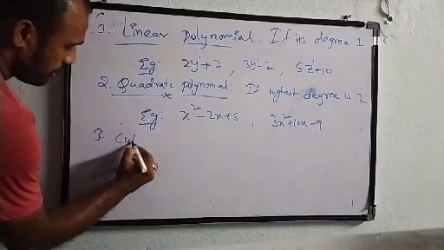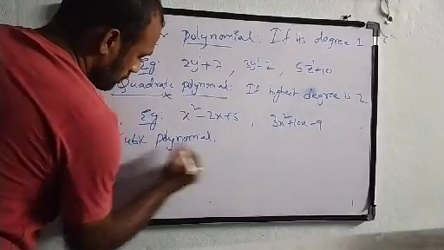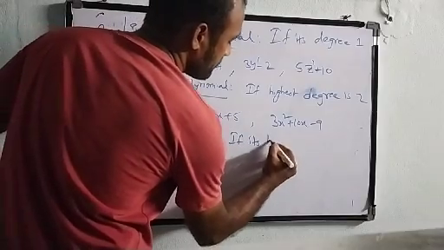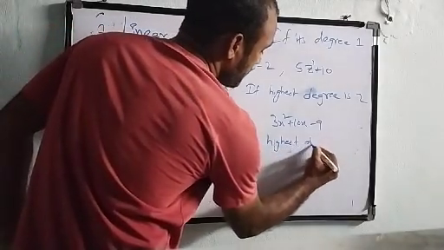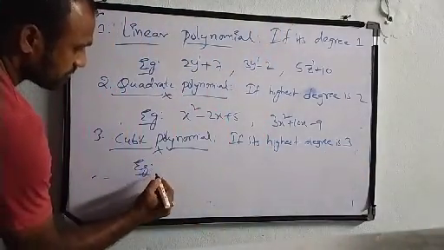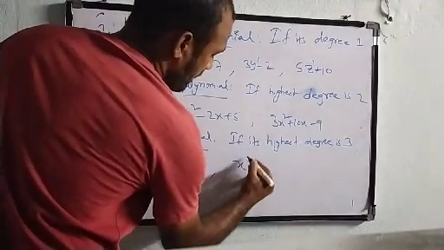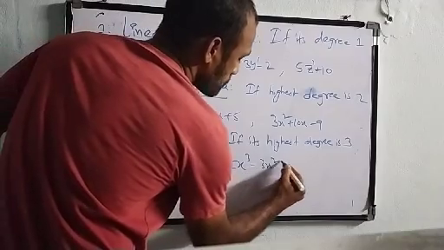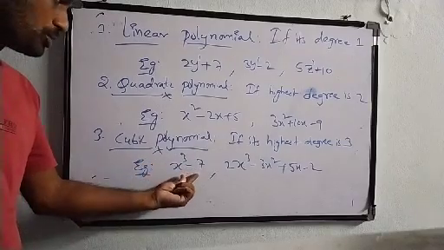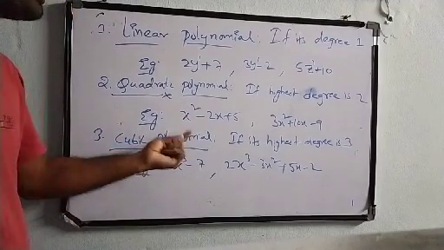Next, the third type is cubic polynomial. A polynomial is called a cubic polynomial if its highest degree is 3. So the examples are x cube minus 7, 2x cube minus 3x square plus 5x minus 2. So it may have 2 terms, it may have 4 terms, it doesn't matter, but if the highest degree is 3, we are going to call it a cubic polynomial.